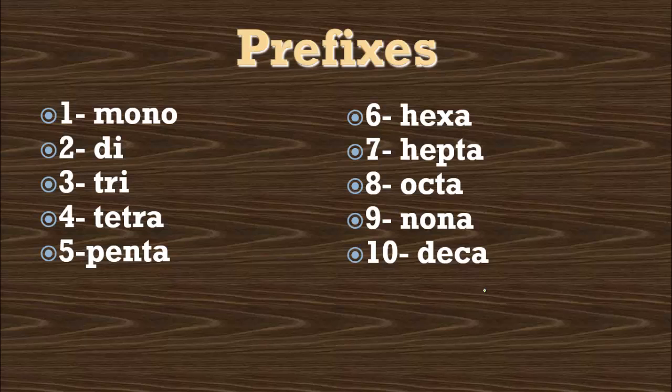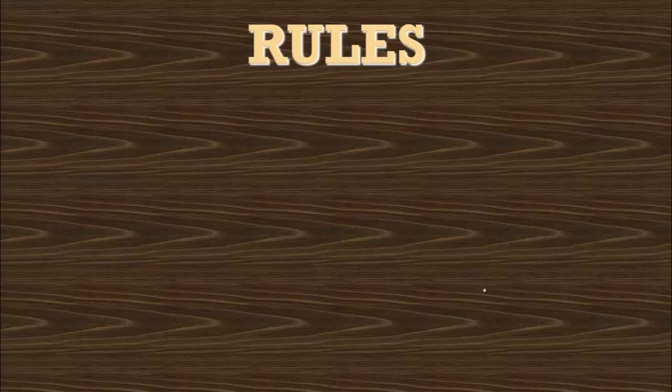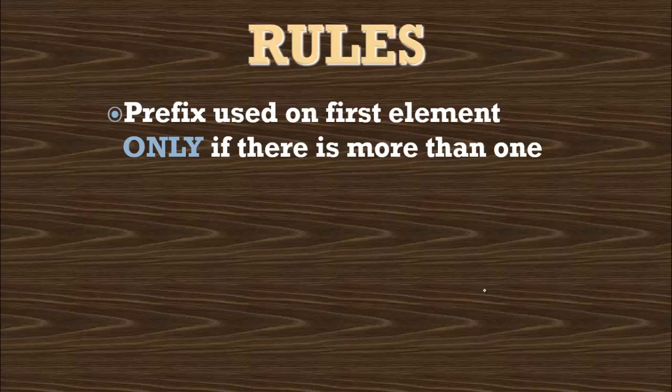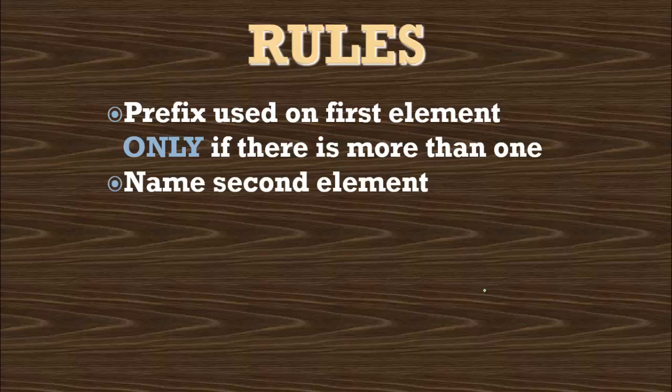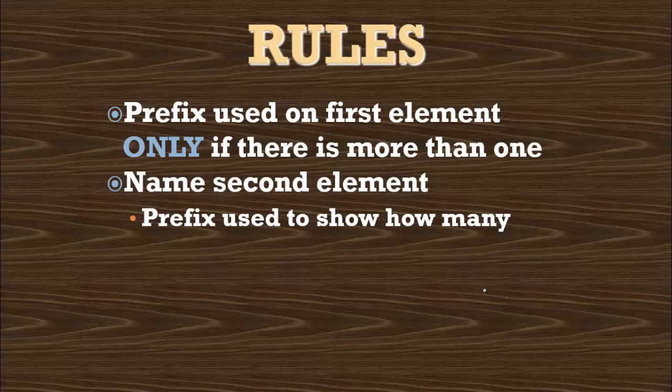So you need to kind of memorize these. They shouldn't be too hard. They should be ones that you're sort of familiar with already. So, rules that go into naming molecular compounds. The prefix that you just saw is used on the first element only if there is more than one. If we only have one of the first element, we don't use a prefix. Then we're going to name the second element, and we're always going to use a prefix on the second element.